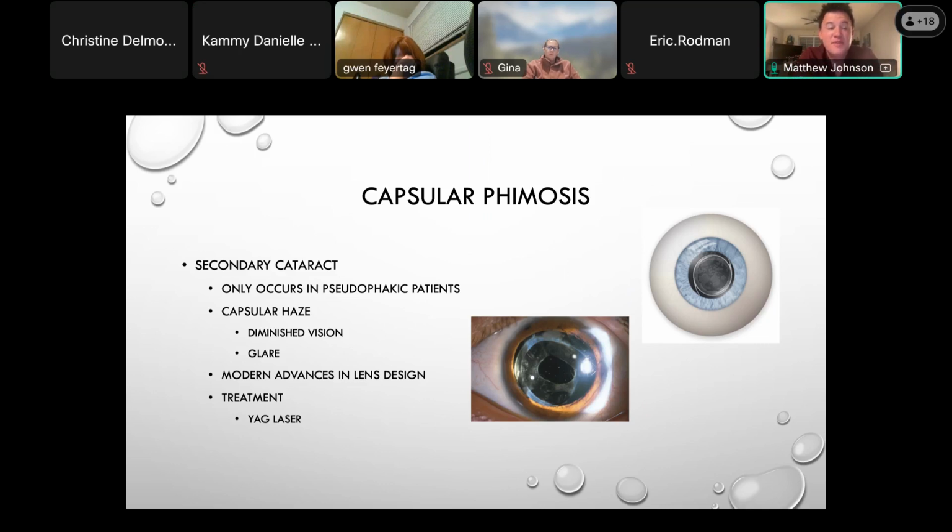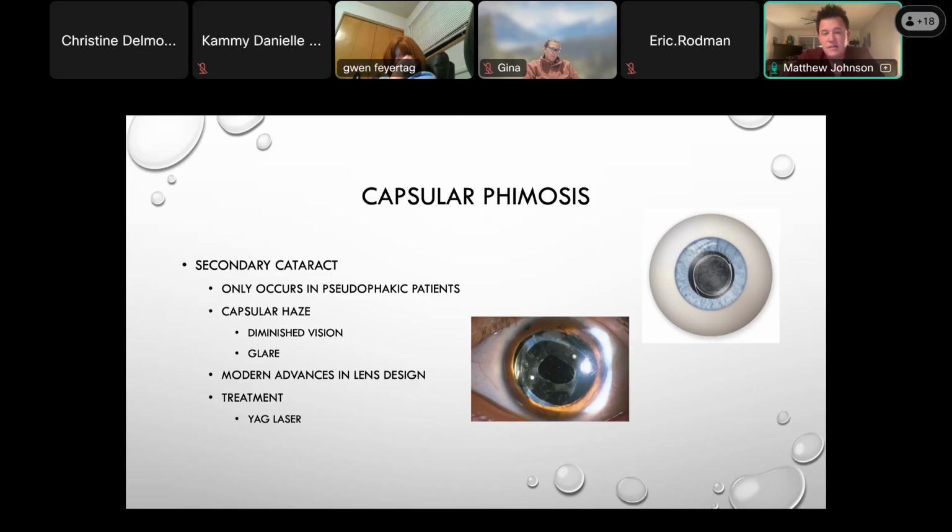So let's see. Capsular opacification, that's the next part. This is very common. It's a side effect of having cataract surgery. So basically this is like a secondary cataract. When they implant the actual lens, they leave the natural lens capsule, but they take out all the innards and put in the artificial lens. Then the secondary cataract can form. The capsule tries to regrow back, and so you can get diminished vision and glare. And even though they've made a lot of modern advances in lens design, it still happens.